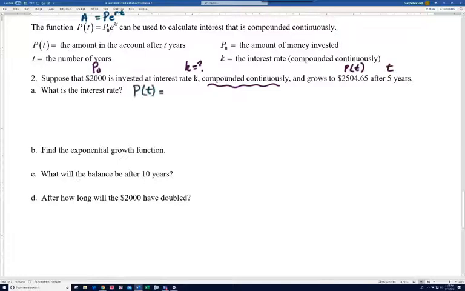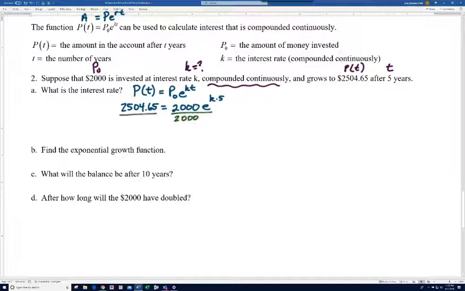So first of all, you would want to write down the general formula. We know P naught, we know P of t, and we know t. So let's plug those in. We get 2,504.65. We'll write it without the dollar sign. Equals 2,000 times e to the kt. That's just going to be 5k, or k times 5. I'm going to go ahead and switch the order in the next step.